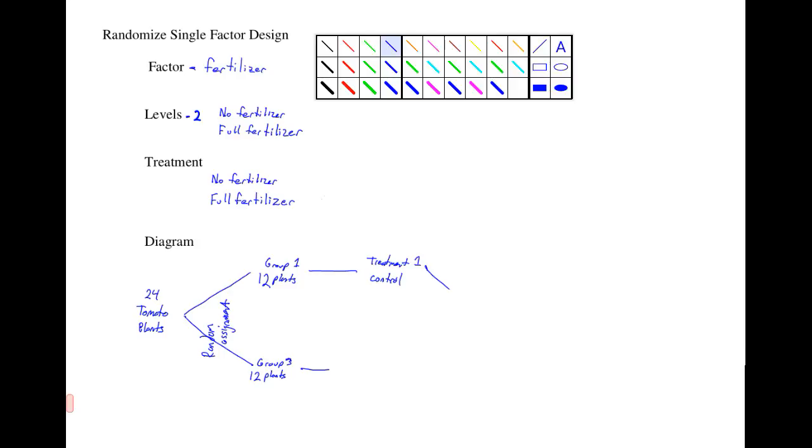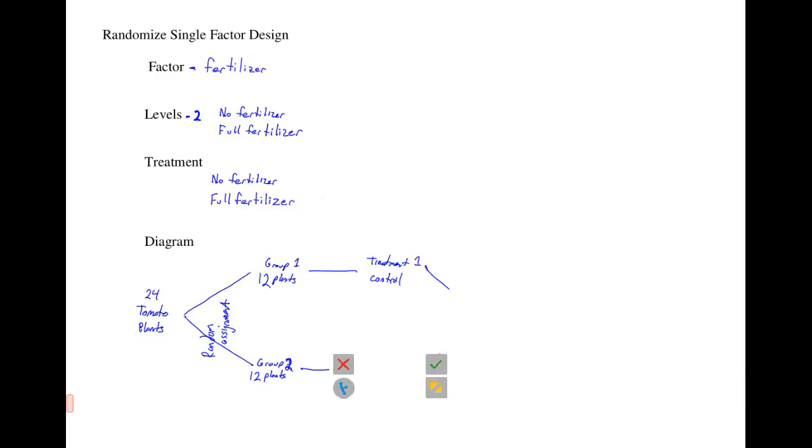Okay, so I'm going to do a first group up here that has 12 plants in it. I just split it evenly, and then I apply the treatment to it. This is my control group, so they're going to receive no fertilizer. On the bottom half of my diagram, I'll have a second group of 12 plants. They're going to receive treatment 2, which is the full recommended dose of fertilizer.